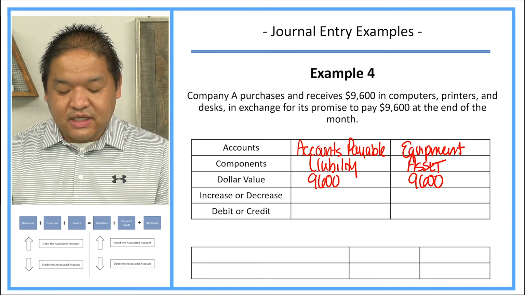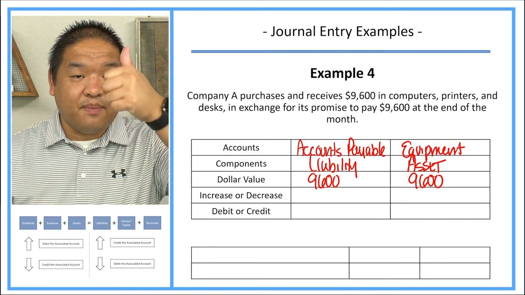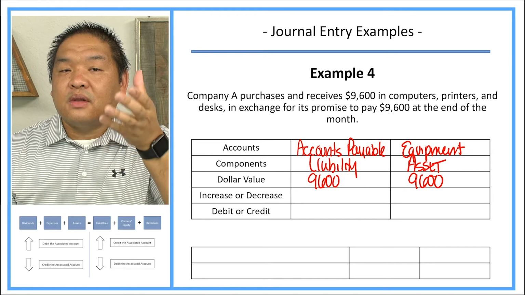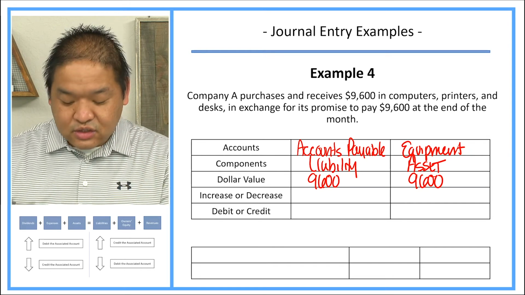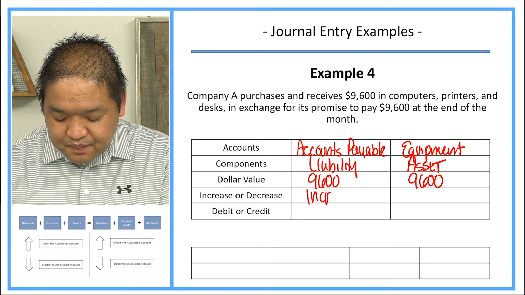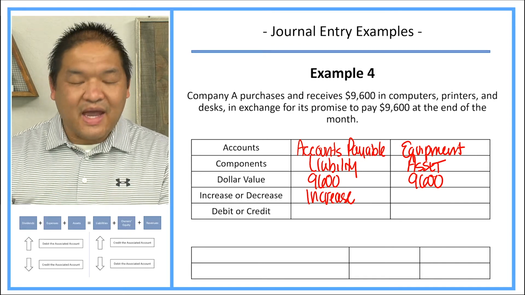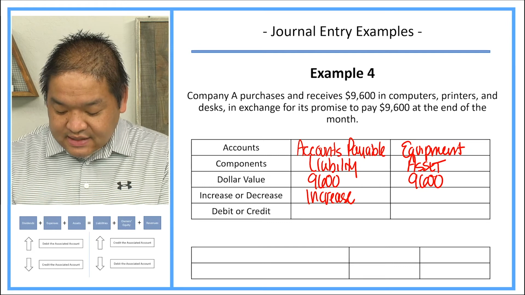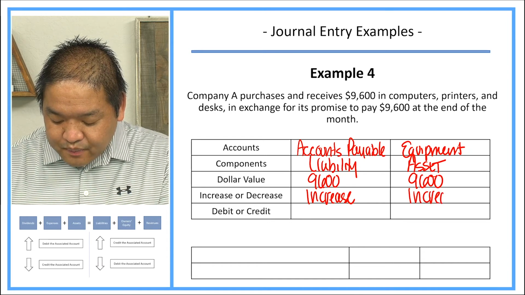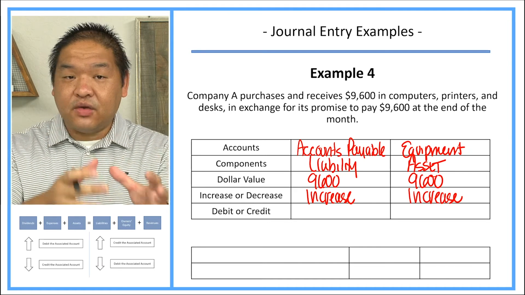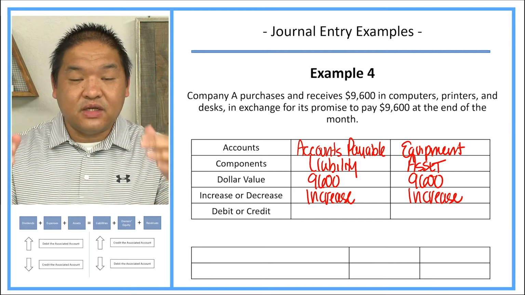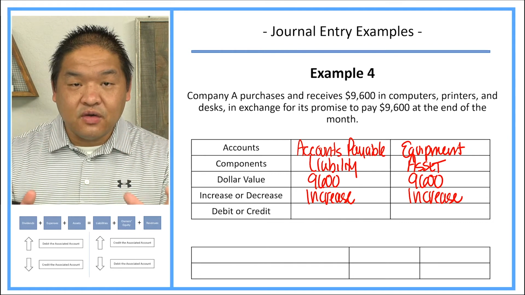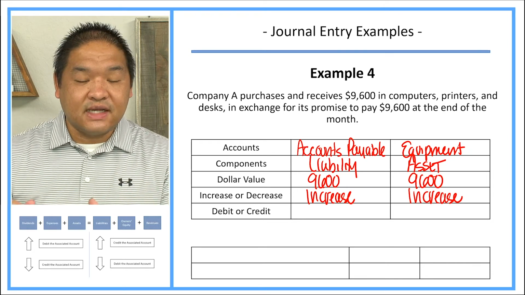And then the increase or decrease. So did my liability go up or down because of this transaction? It went up. More liability. I owe more, so that's going to be an increase. And my equipment, that's going to increase because I have more of it. And again, we don't always have 1 increase, 1 decrease. We can have 2 decreases, 2 increases, 1 increase, 1 decrease. We can have a mix of those 3 when we do this analysis.